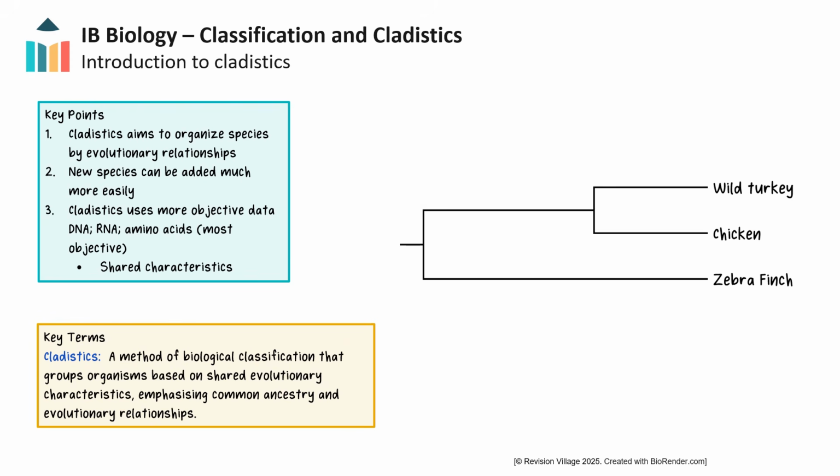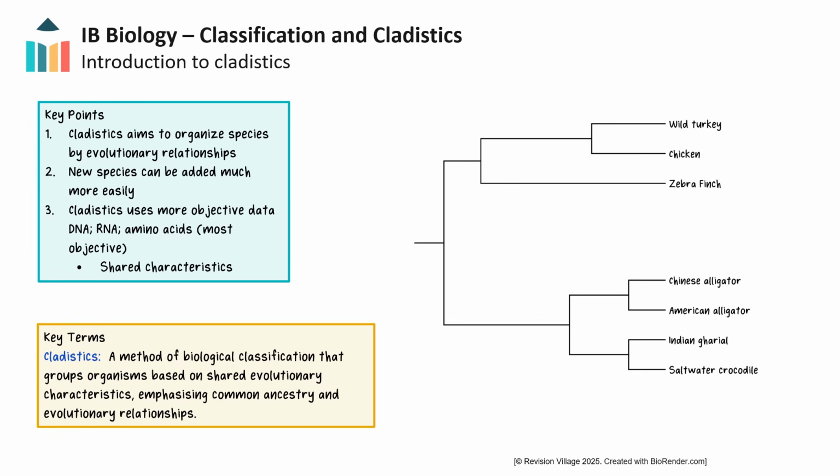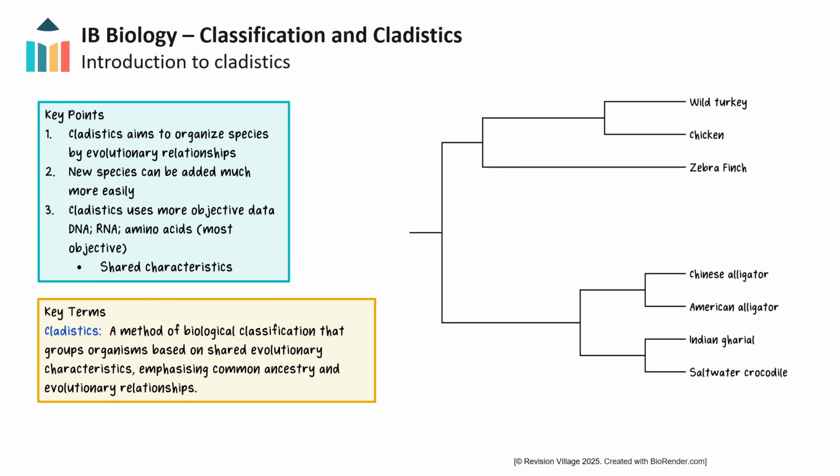Cladistics is a different system that aims to visually organize species based on evolutionary relationships instead of hierarchies. Cladistics allows us to place species into an evolutionary context to determine their relatedness to other species, as well as place them in a broader evolutionary context. When new species are discovered, they can easily be added to an existing cladogram using shared or derived characteristics that indicate a last common ancestor.